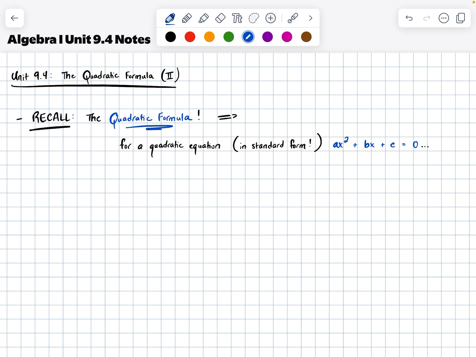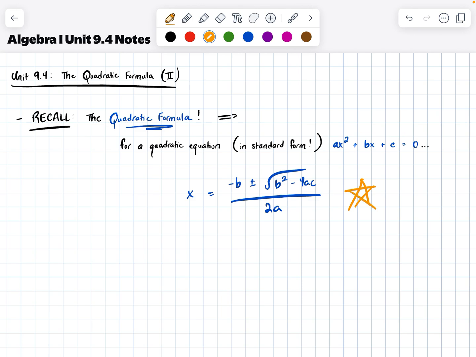Alrighty, we want to commit this bad boy to memory, so let's say it together. We know from the quadratic formula that the values of x, or any variable depending on our specific equation, will be equal to negative b plus or minus the square root of b squared minus 4ac all over 2a.